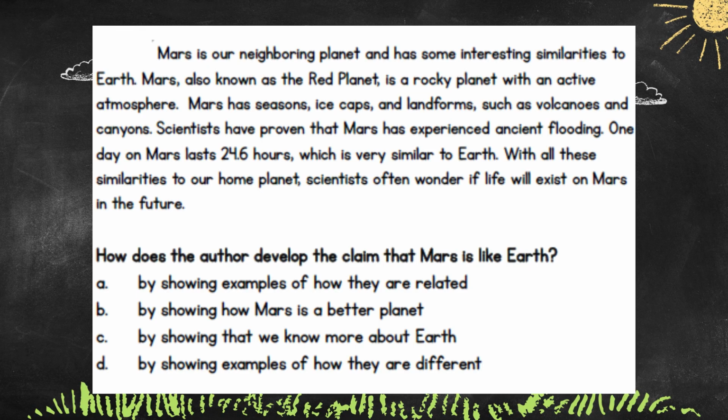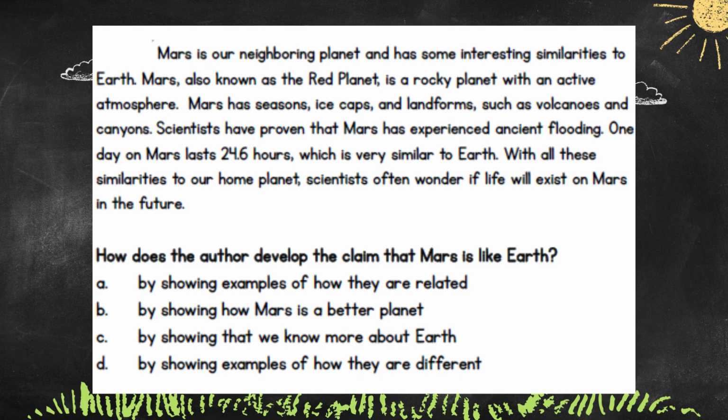So if we look at this text, we're going to actually narrow down some of these choices. Well, we know that they're not telling us how Mars is a better planet. Okay, that's definitely not a choice that they're showing. They're also not showing that we know more about Earth. So B and C would not be good answers to pick. But if we look at it more carefully, A and D are good examples.